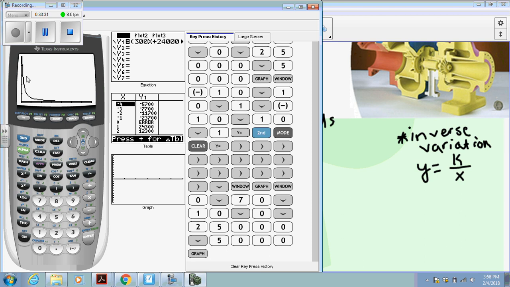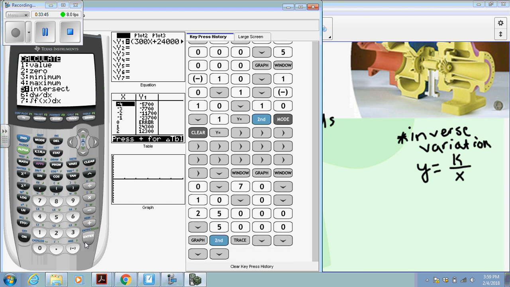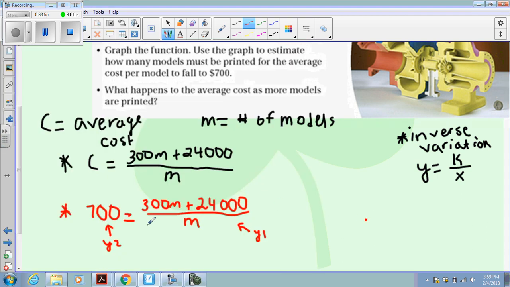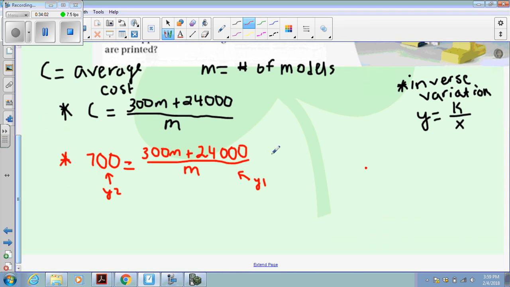And so here we can see we have part of our hyperbola, and then here we see a line. Okay, so that means we can see that they'll intersect. So remember, to get our intersection point, we get second trace. We go to intersect, enter. Make sure you just press enter 3 times, 1, 2, and 3. And then we get x equals 60 and our y equals 700. So basically, when it says use the graph to estimate how many models must be printed for the average cost per model, let's go ahead and graph our function here.